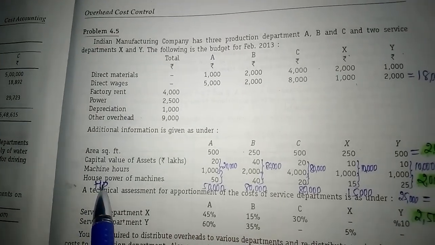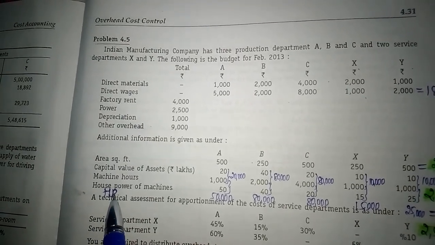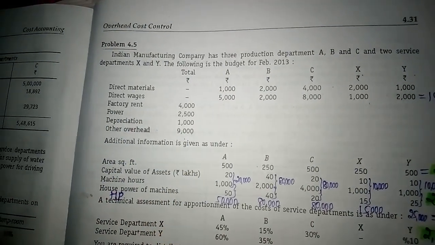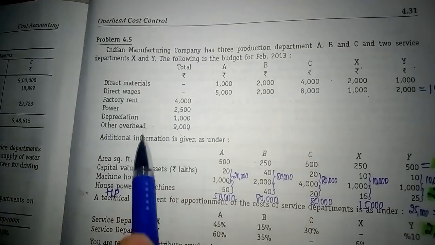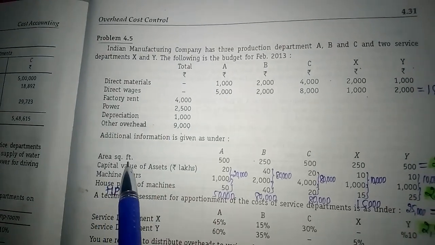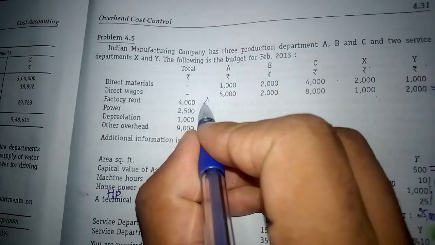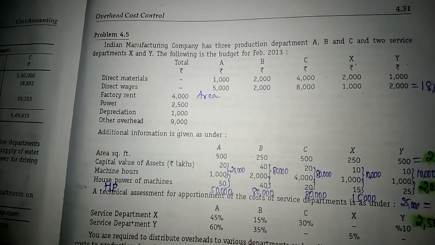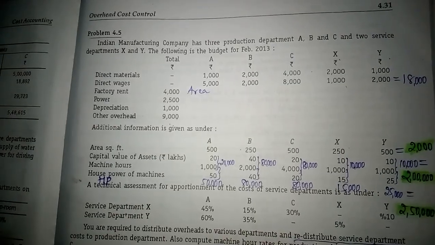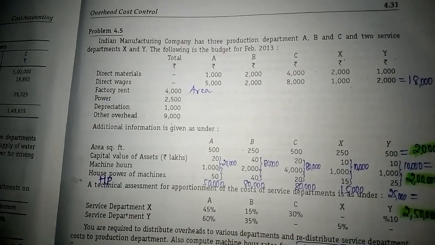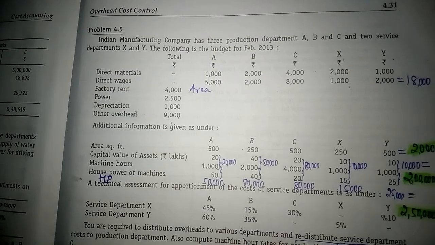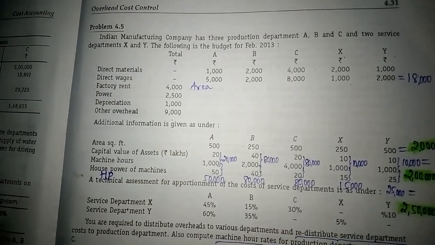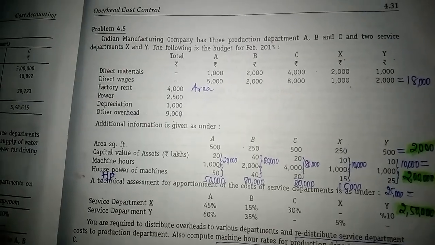This additional information has to be used for the purpose of apportionment of these expenses. Factory rent has to be apportioned based on the area in square feet. Power has to be apportioned between the production departments and service departments, normally by use of HP, in the sense horse power of machine. But in this problem they have given machine hours also.